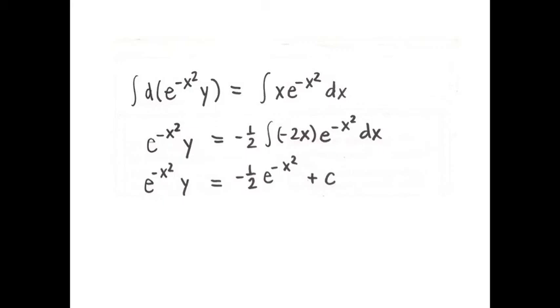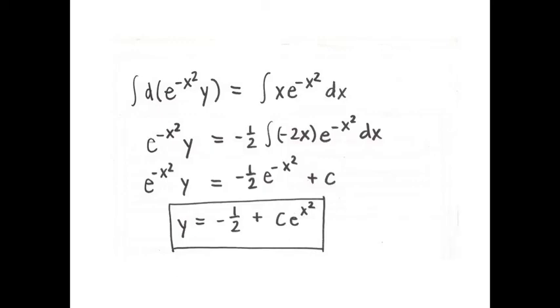In this case, we do write the arbitrary constant c, but again, we only really need it on the right side. That's because if you write it on both sides, you just subtract one from the other to create a new arbitrary constant. And finally, remember, we're just wanting to solve for y, so in this case, we'll divide everything by e to the negative x squared, and what you'll end up with is y equals negative 1/2 plus c e to the x squared.